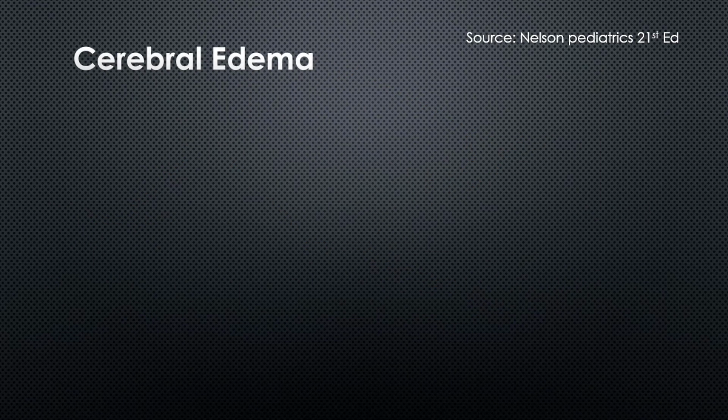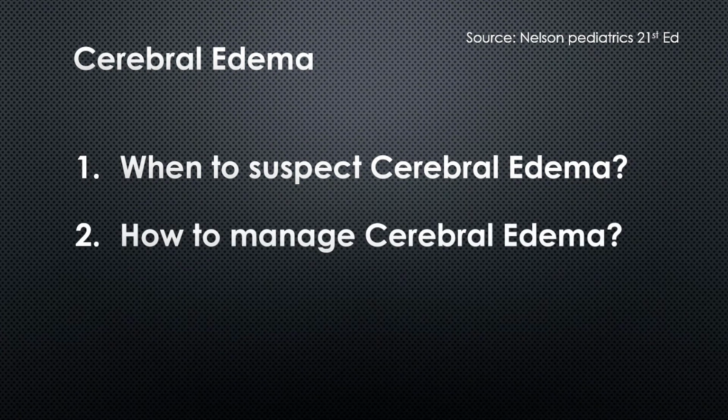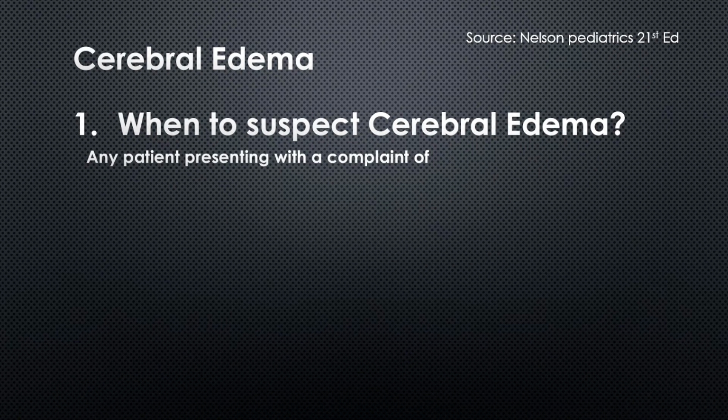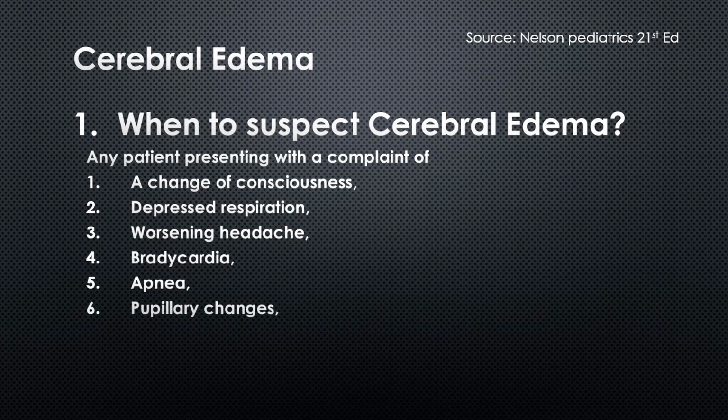So coming to cerebral edema, when do we suspect a child is having cerebral edema, and how to manage cerebral edema? So when do we suspect a child is having cerebral edema? The patient would usually complain of a change in consciousness, depressed respiration, worsening headache, bradycardia, apnea, pupillary changes and papilledema, posturing and seizures. So if the patient presents with any of these complaints, the patient can be having cerebral edema.